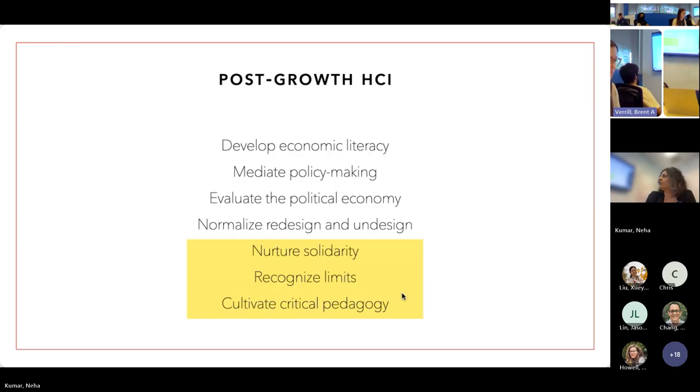I won't go over these last three in detail, but very quickly, nurturing solidarity is about finding common ground, bringing people together. Recognizing limits is necessary if we are to operate within them. And cultivating critical pedagogy is important to ensure that we as learners and educators are working to bring a post-growth awareness and orientation across the discipline and in our respective communities.